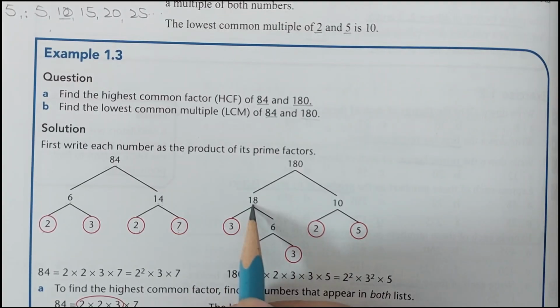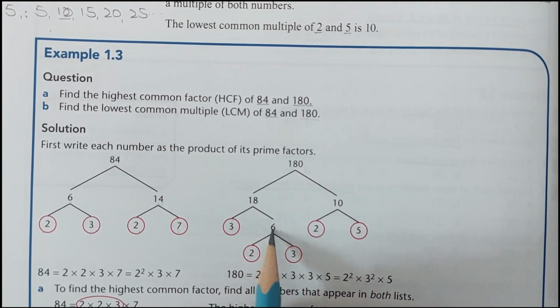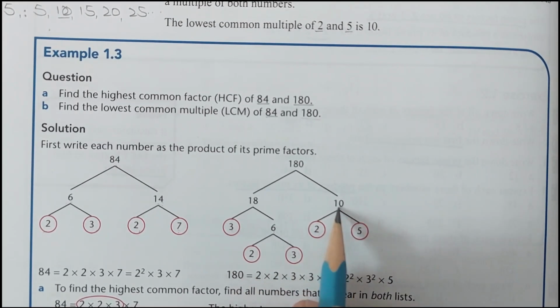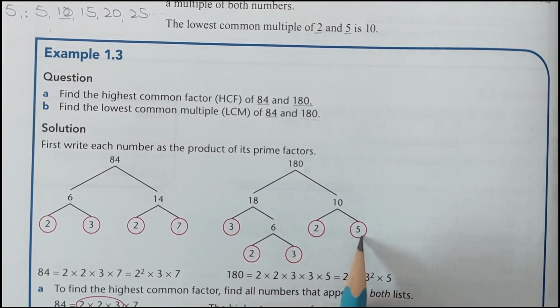Now 18 decomposes into 3 times 6. 3 is a prime number, but 6 is again not a prime number. We can decompose 6 into two prime factors: 6 is 2 times 3. Now these two are prime. Now decompose 10: 10 is 2 times 5, and 2 and 5 both are prime numbers, right?